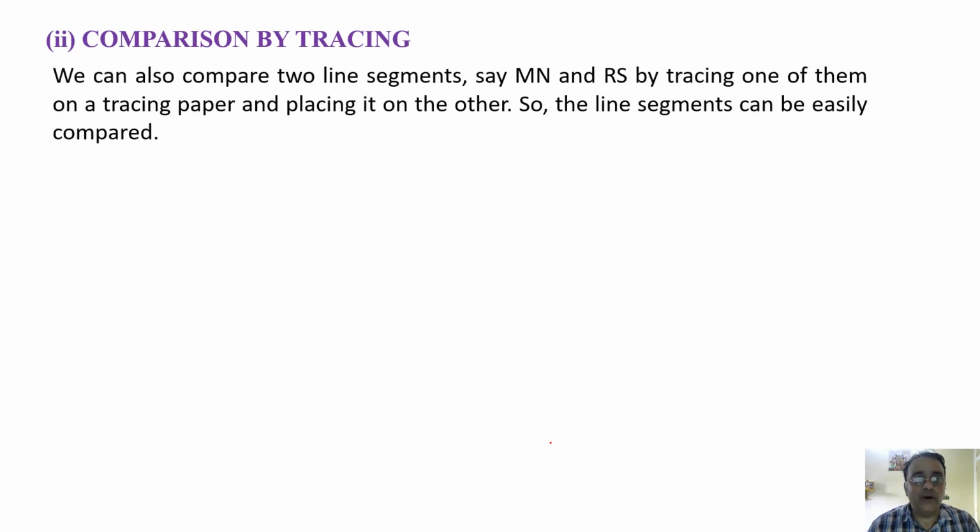We can compare any two line segments, say MN and RS, by tracing one of them on tracing paper and placing it on the other. So the line segments can be easily compared. हम लोग क्या करेंगे, एक लाइन को ट्रेस करके दूसरे के ऊपर सुपर इम्पोज करेंगे. Okay, suppose these are two lines. We will take the tracing paper and make a replica, duplicate बनाएंगे इसका, and we will superimpose it on RS. इसके ऊपर हम लोग superimpose करेंगे.